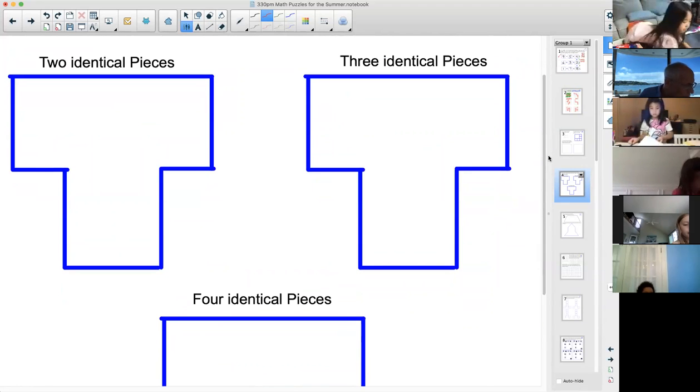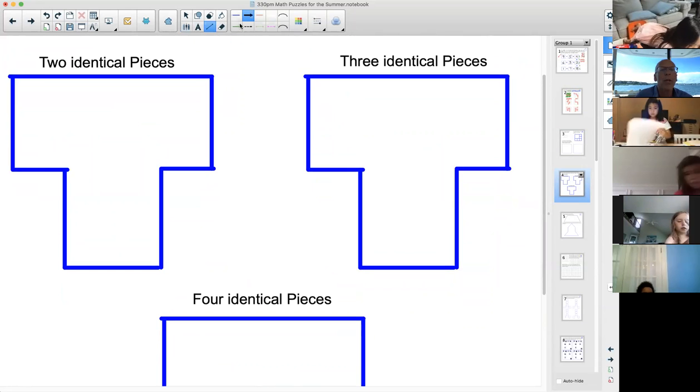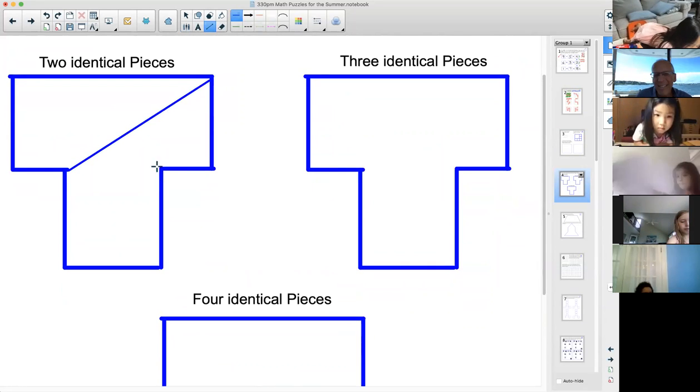And so what you want to do is you can draw as many lines as you like. So for instance, I could go like this. Did that cut it in half, everybody? Yes or no?